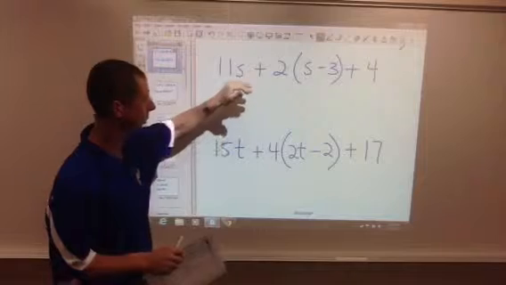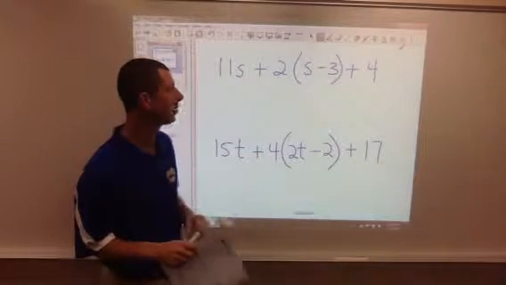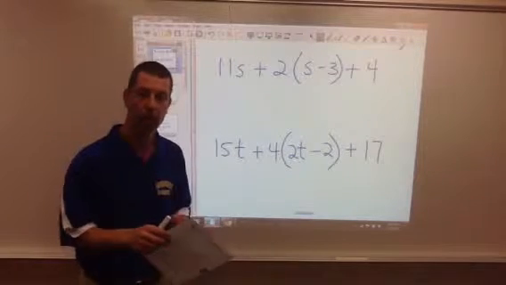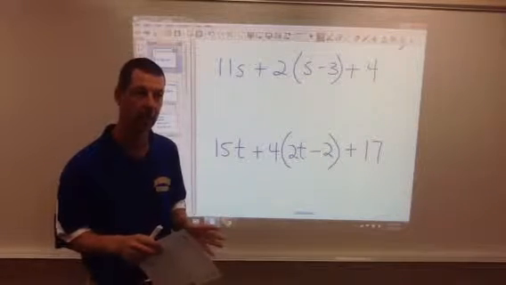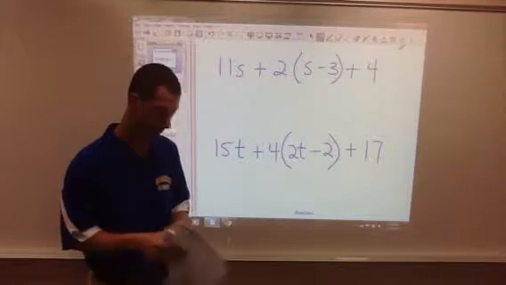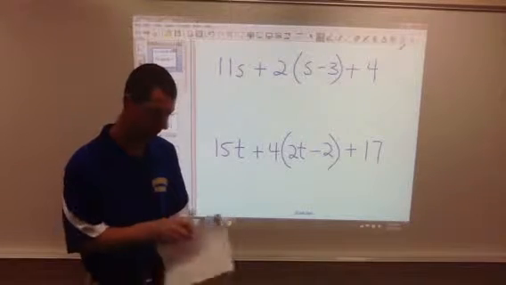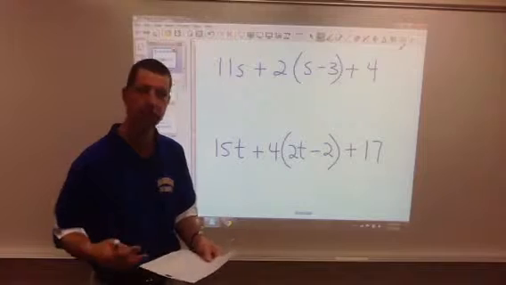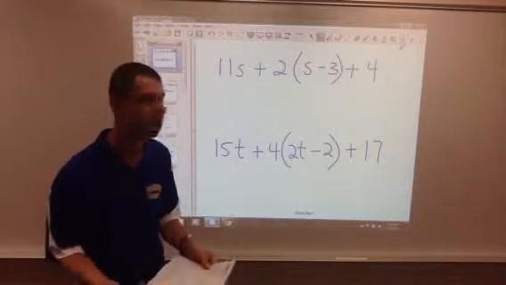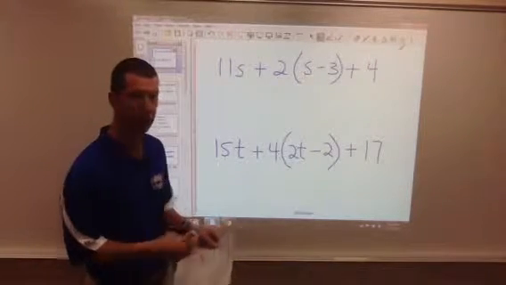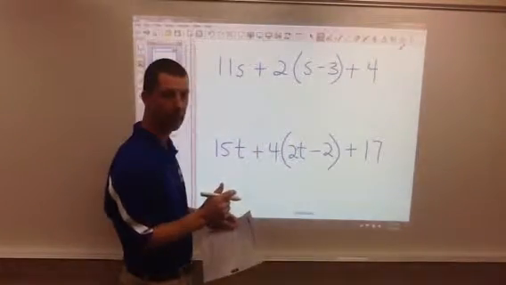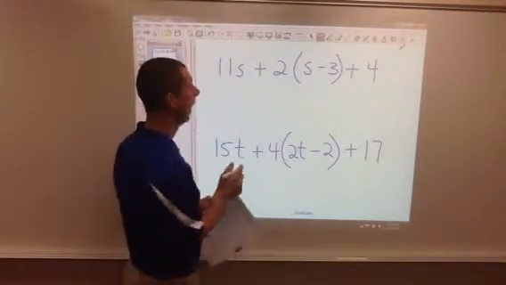Okay, now what you're going to have to be able to do on these problems here is to combine your like terms and simplify these down. Okay, the directions on this type of problem are going to read to basically simplify the expression. So when you simplify an expression, the first thing you want to do is, if you have any parentheses involved, take care of them. Get them out of there.